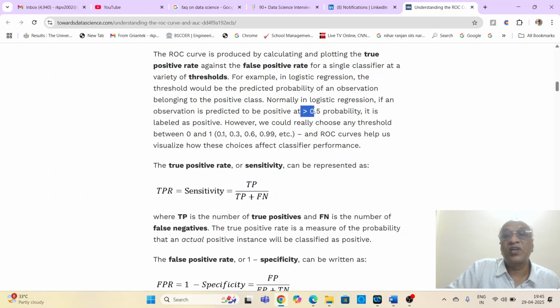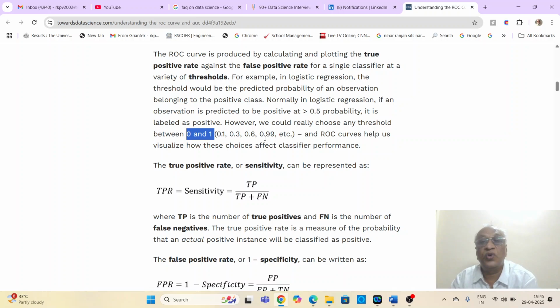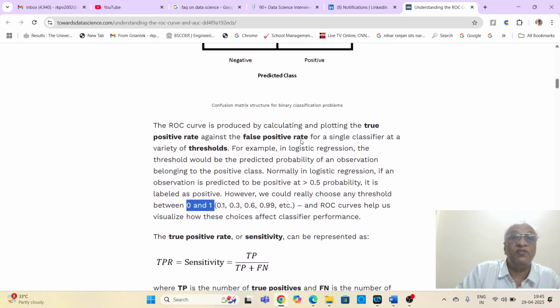So, what is the characteristic of logistic regression? If the predicted value for an observation is greater than 0.5, then it is labeled as positive. So we can select different thresholds in the range 0 to 1, say 0.1, 0.3, and so on. The ROC curve will help us visualize these choices and how they affect the classifier performance. Anyway, we are speaking about the ROC curve, and it is a plot between true positive rate and false positive rate.